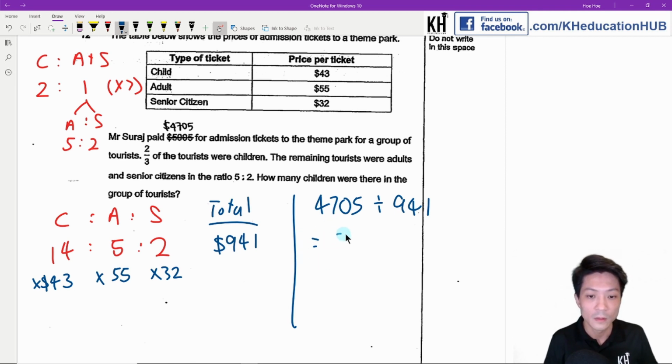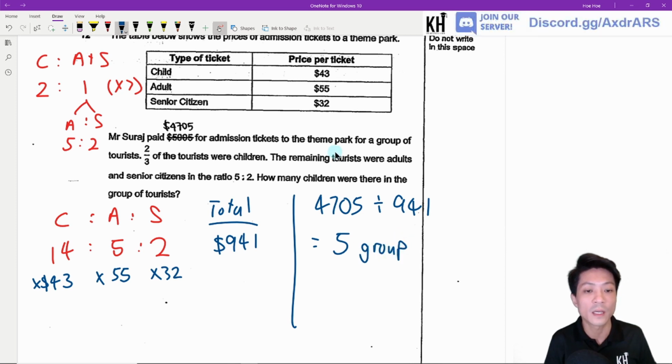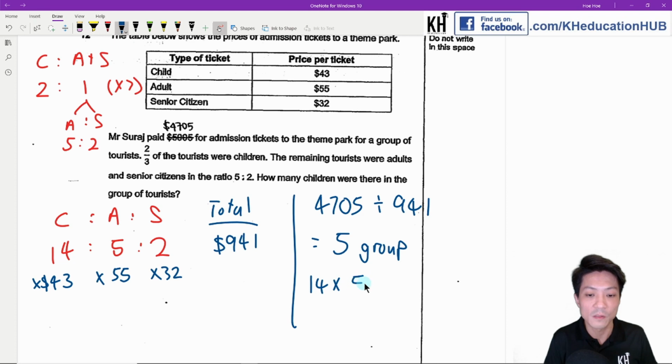Okay, this is going to give me 5 groups, and how many children were there in the group of tourists? Since one group has 14, to find the number of children, it'll be 14 times 5. Okay, so there are 70 children.